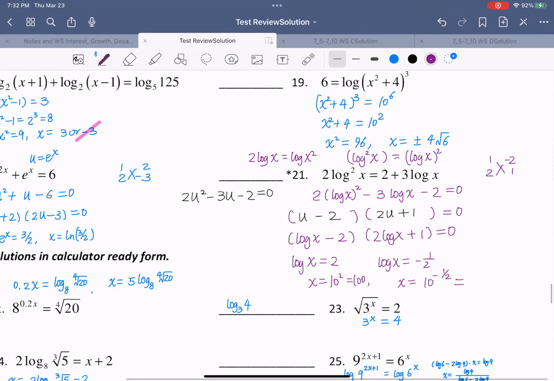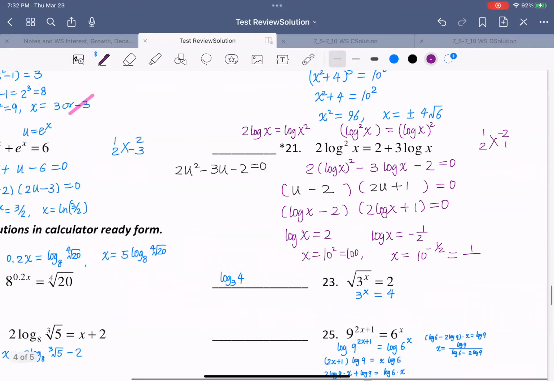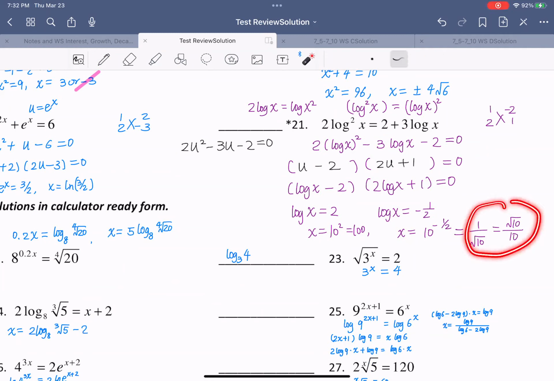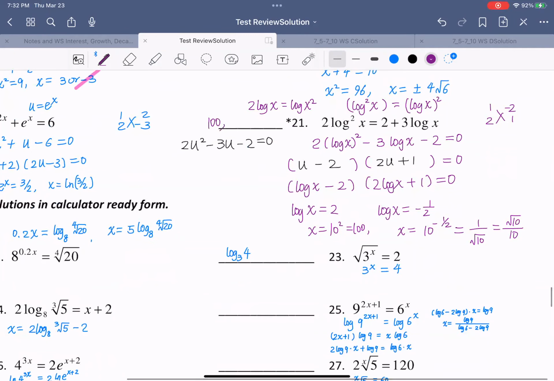Which is 1 divided by square root of 10. And you cannot leave this in the denominator. Multiply square root 10 for top and bottom. So you have this. That is the answer, either that or that. You have either 100 or square root 10 over 10.